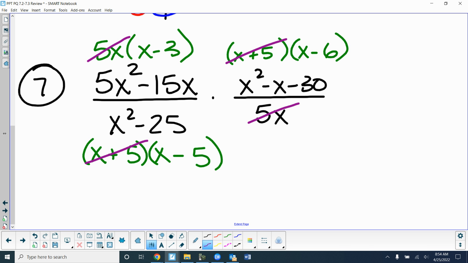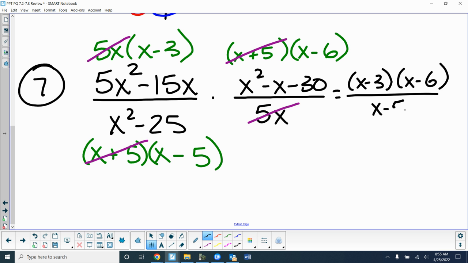All right? So there's nothing else. It's exactly the same top or bottom. So my answer is an x minus 3 and an x minus 6 up top, and an x minus 5 in the bottom.